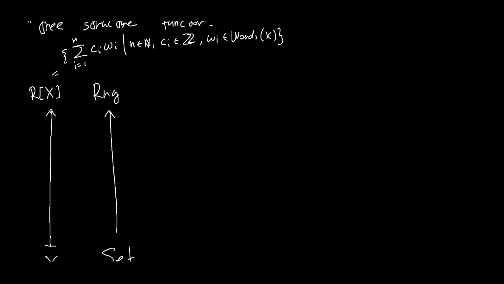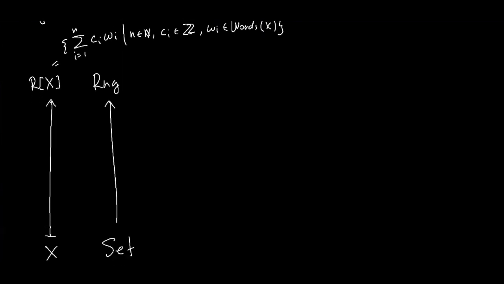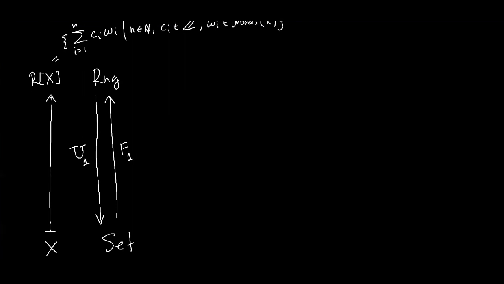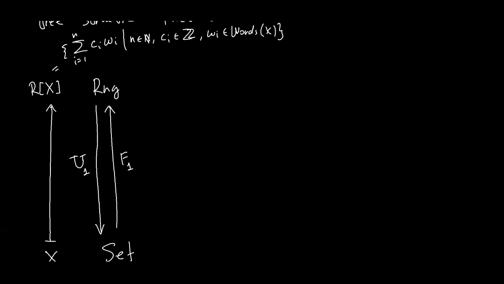This functor is actually the free functor for the underlying set functor, going from the category of rings to the category of sets. So we've got our U1, F1. The reason why I call them 1 is because I'm going to have more of these now.